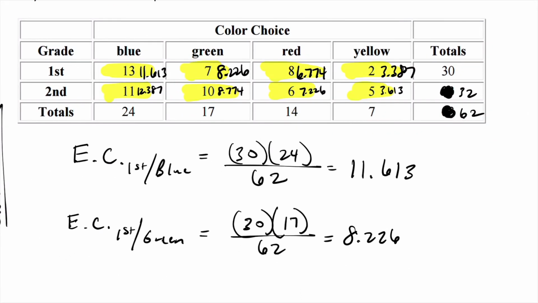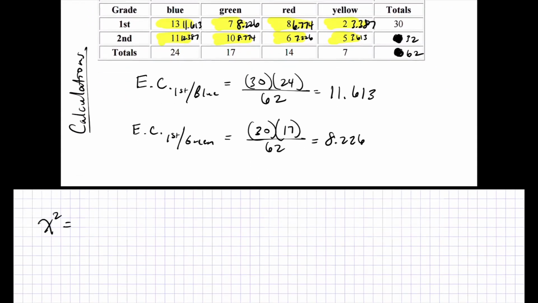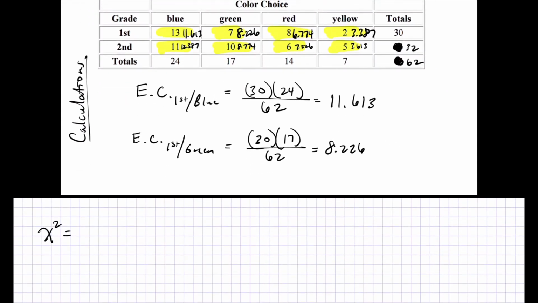Okay, so now we got the expected counts, we have the observed, we started with the observed. Now chi-square, right? Each of these 8 cells is going to give me a chi-square statistic, and then I'm going to add them all together. Okay, so let's do the first two. So blue first grade, the observed is 13, the expected is 11.613. I'm going to square that, and then I'm going to divide by the expected.